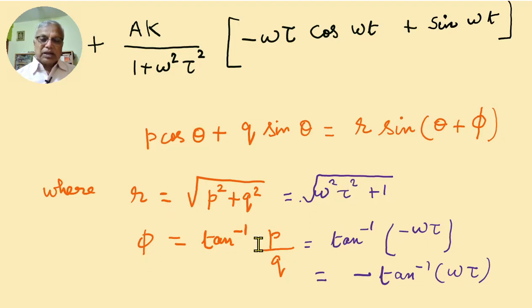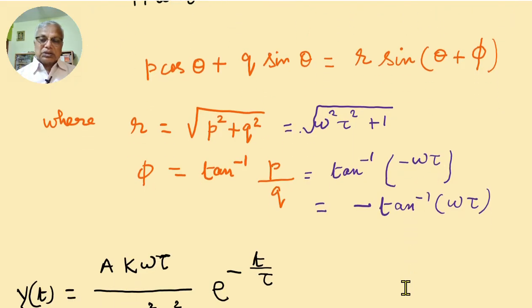And phi equal to tan inverse of p by q. P is minus omega tau, q is 1. So tan inverse of minus omega tau. Minus can be taken out, so tan inverse of minus omega tau is the same as minus tan inverse of omega tau.